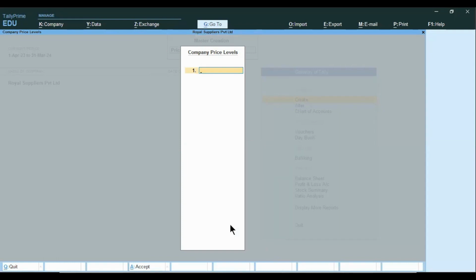So let's create retailers, then wholesalers, then customers from Maharashtra, then out of Maharashtra. Like this, we can create different price levels. We can add more also as and when we need them. So at present, we have created these four types of price levels. Enter.